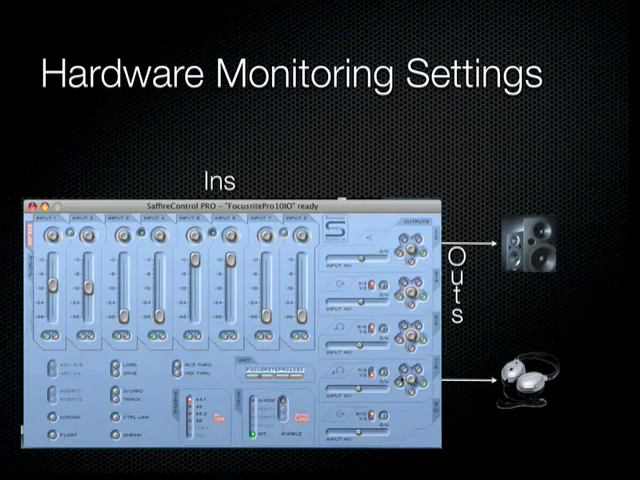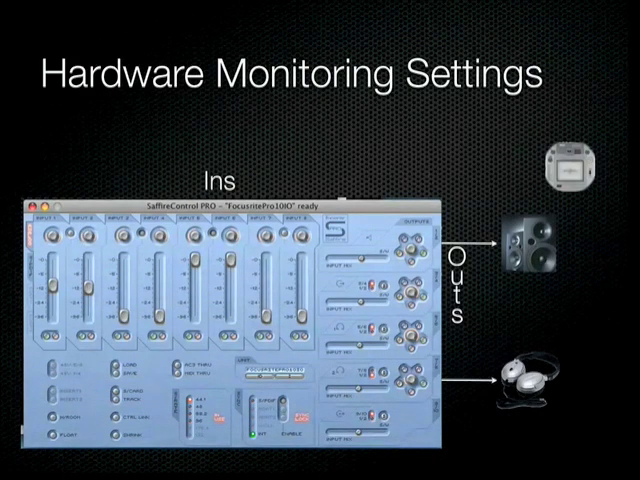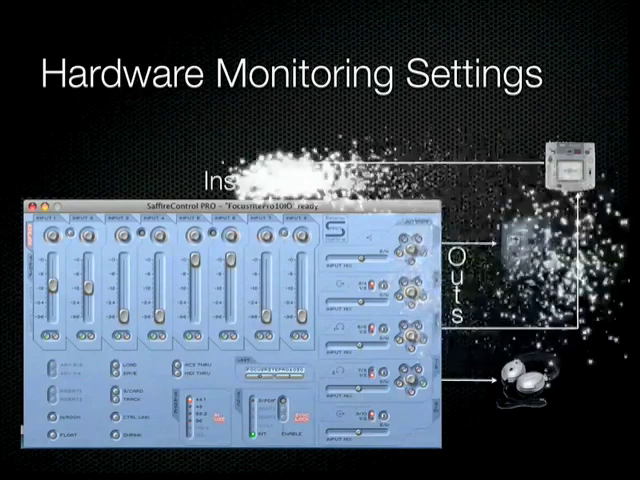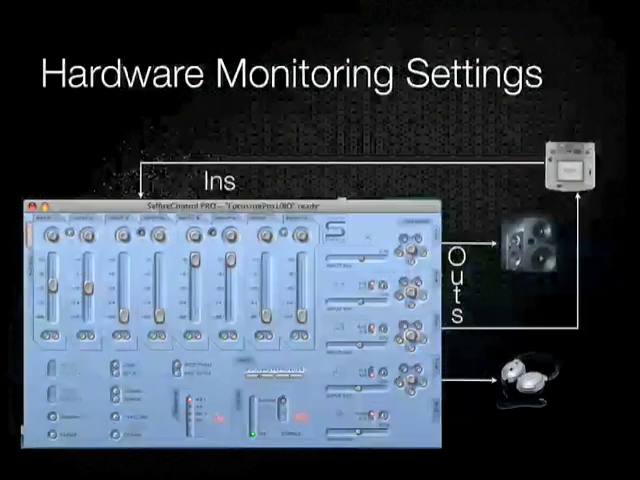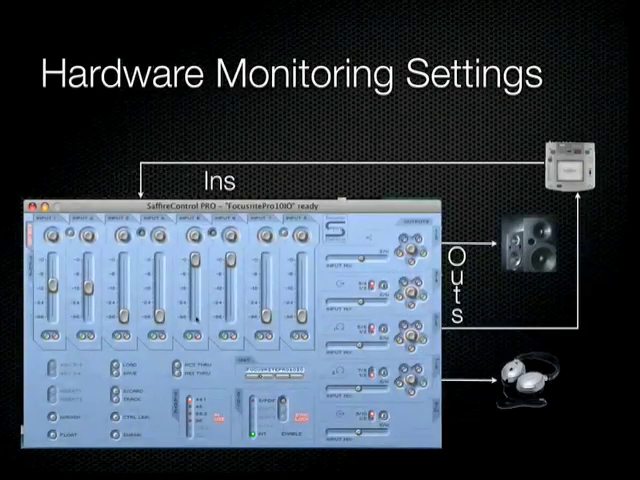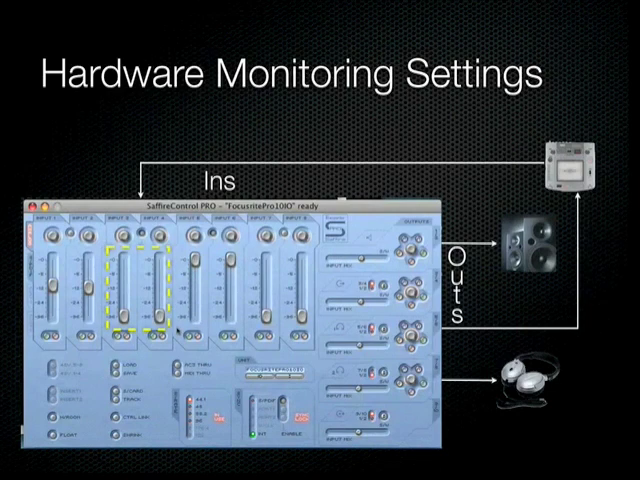Now let's see the effects unit setup. Outputs 5 and 6 are going to go to the Chaos Pad, and the signal from the Chaos Pad is going to go back into the system through inputs 3 and 4. Notice that the faders for inputs 3 and 4 are all the way down. The reason for this is to turn off hardware monitoring.